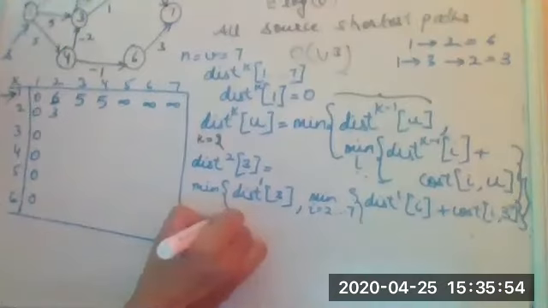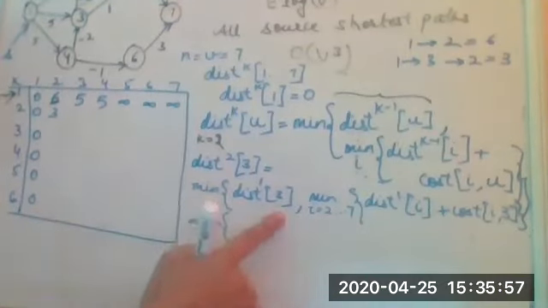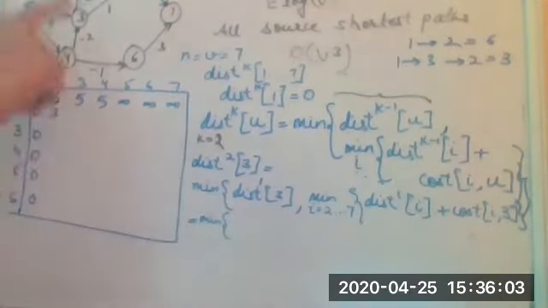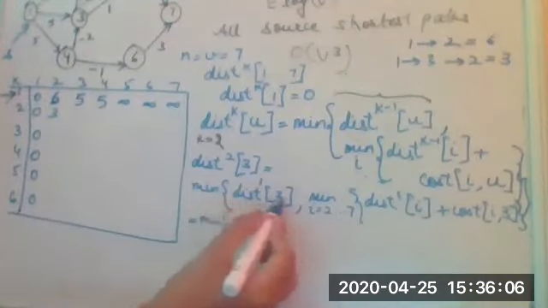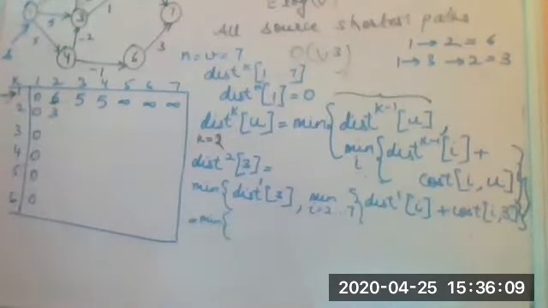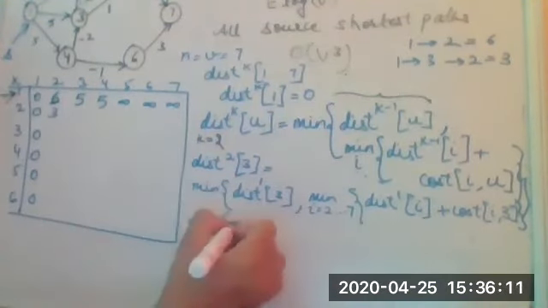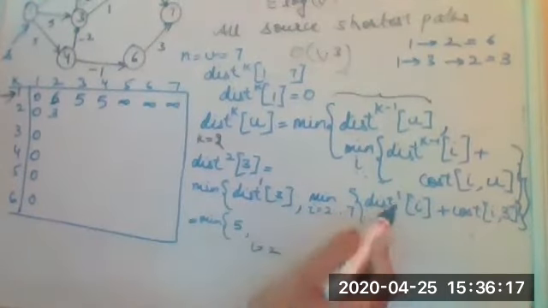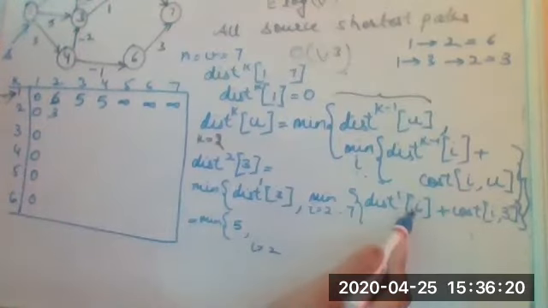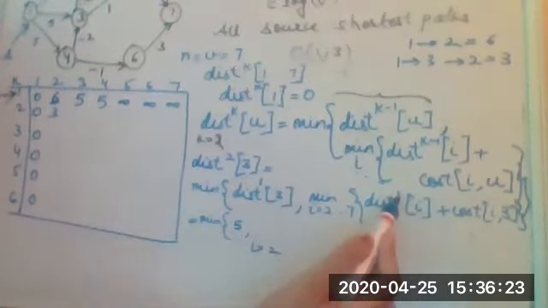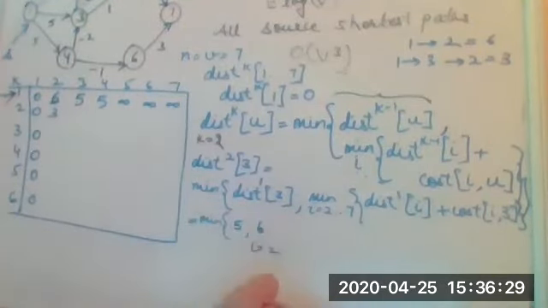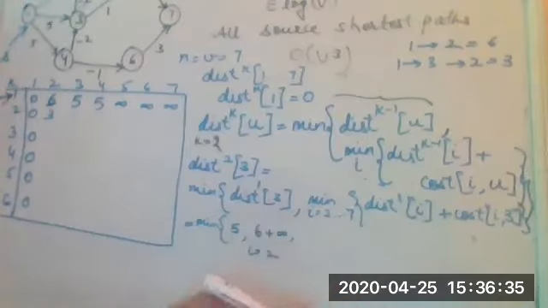So this value is the minimum of: the distance of the third vertex from source in the previous case, which is 5. Right now we don't need to look at the graph for this value. We need to look at this particular row where k equals 1. So this value is 5, comma, when I is equal to 2, the distance of 1 to 2, that means the distance of vertex 2 when only one intermediate vertex was there, that is 6, plus cost of 2 to 3. 2 to 3 is an infinite value.